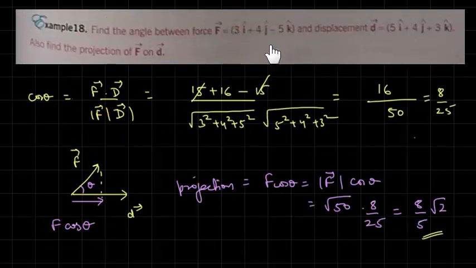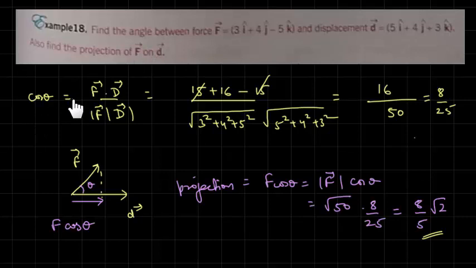Find the angle between force F and displacement D, and also find the projection of force on D. When you are given a force and displacement, the dot product of force and displacement is actually the work done by that force. But here we are not asked to find the work done, we are just asked to find the angle between them and the projection of force on displacement.